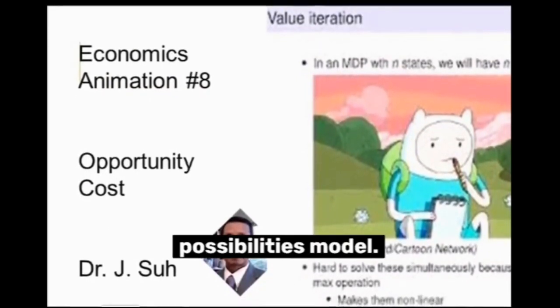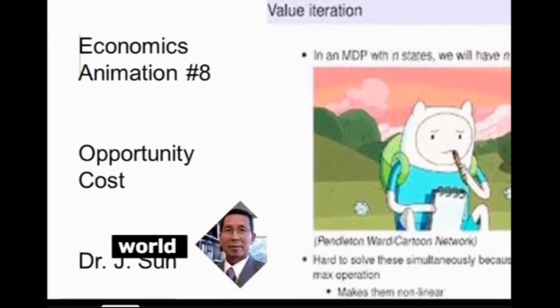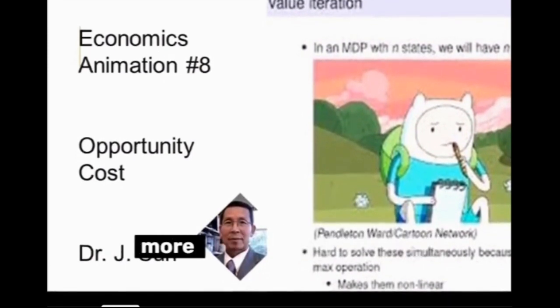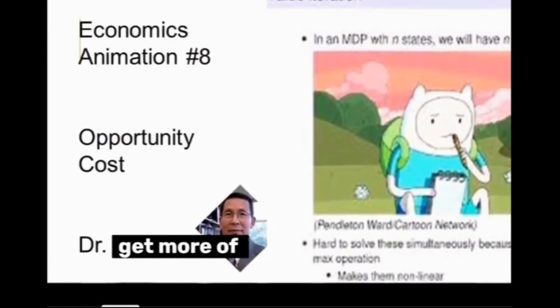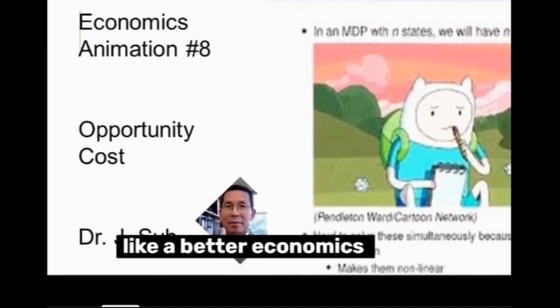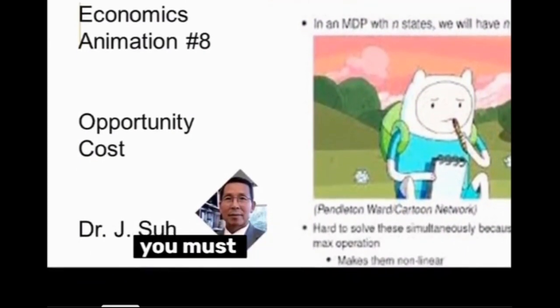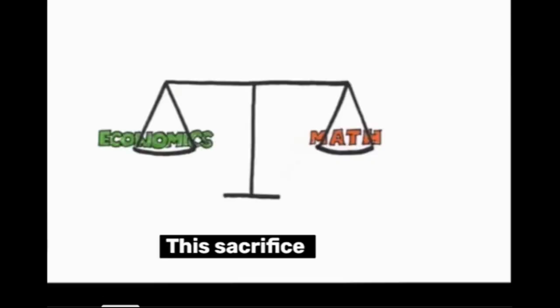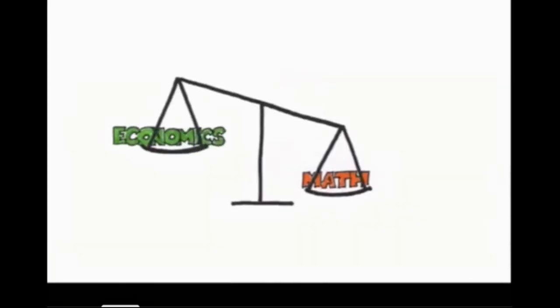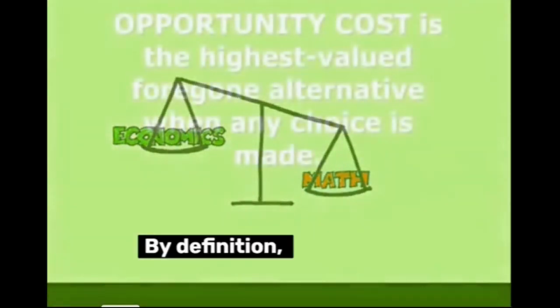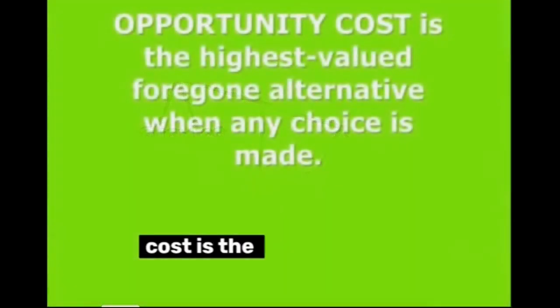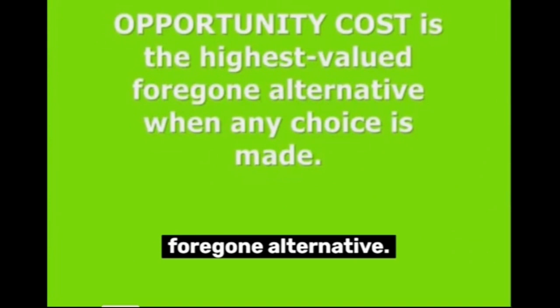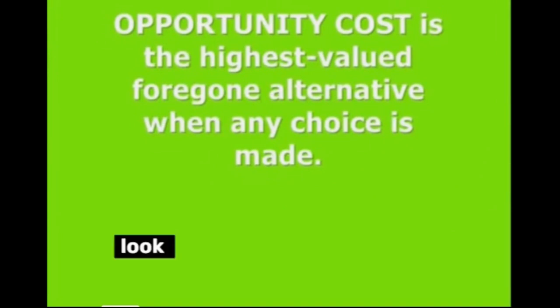One outcome of the production possibilities model that's tough, yet very real world, is that without acquiring more resources, in order to get more of one kind of output, like a better economics grade, you must sacrifice some of the other output, like your math grade. This sacrifice is a fact of life, folks. It's called opportunity cost. By definition, opportunity cost is the highest valued foregone alternative when any choice is made.